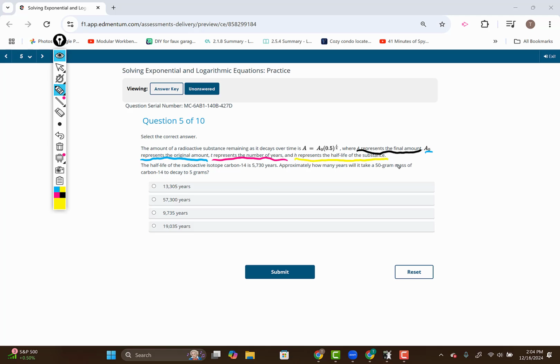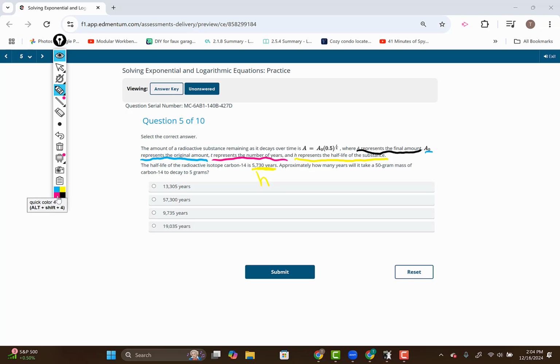That's a little new. The half-life of the radioactive isotope carbon-14 is 5,730 years. So this is my H. We just said H represents the half-life. They're saying the half-life of the substance is this many years. I know it's not my T because, one, they tell me it's not, and two, look at the 4 answer choices. This shows us this is what we're trying to find. We're trying to find T in this problem.